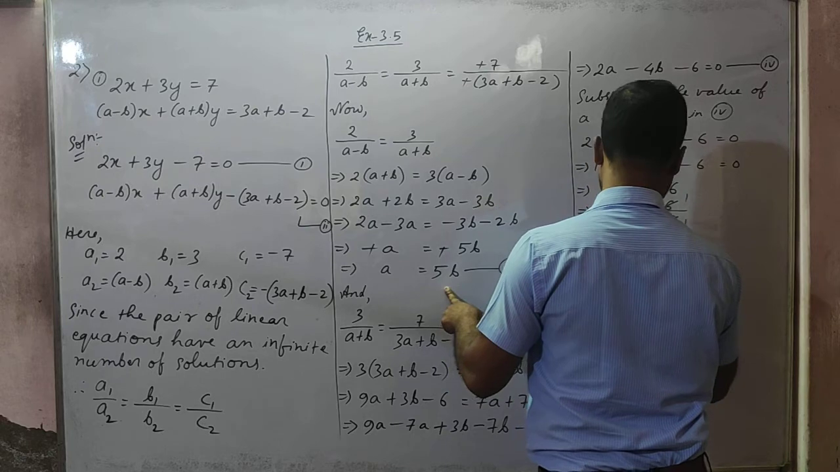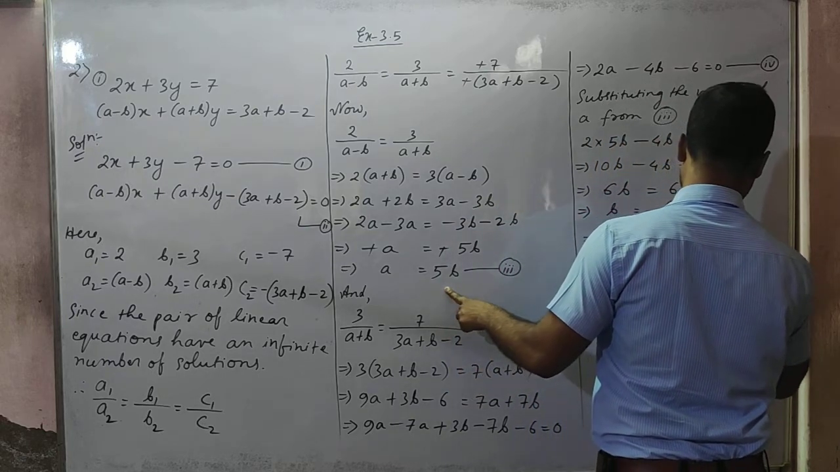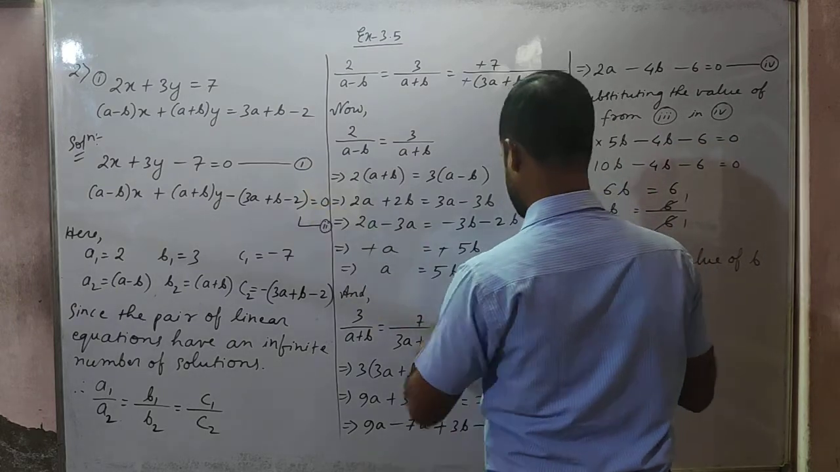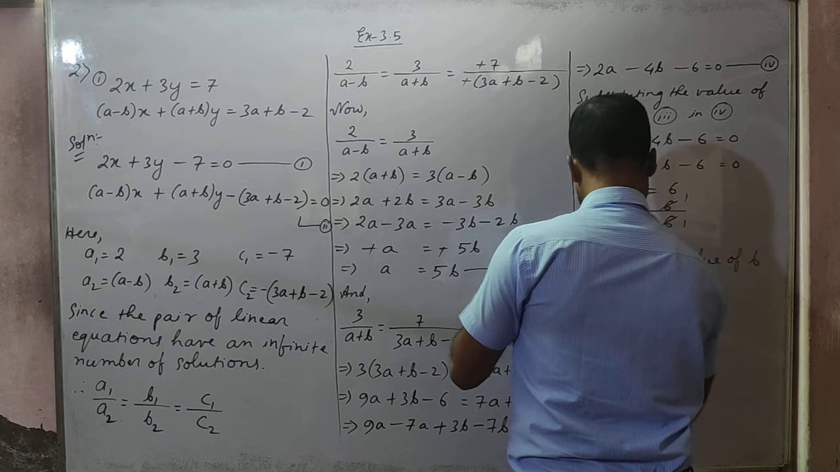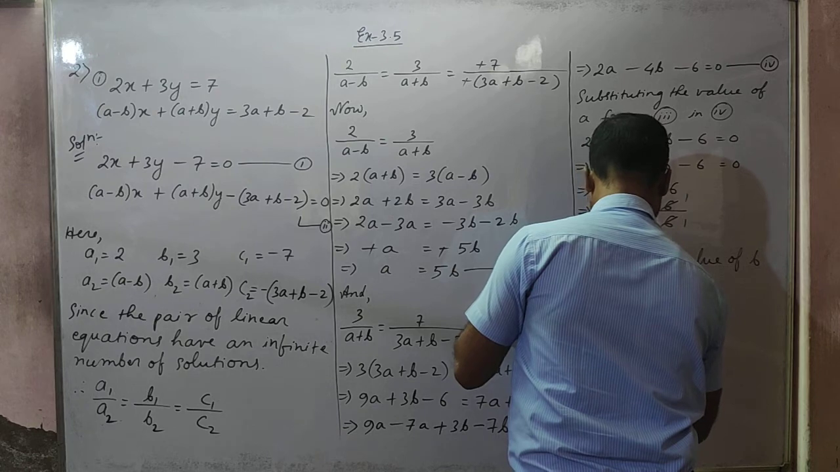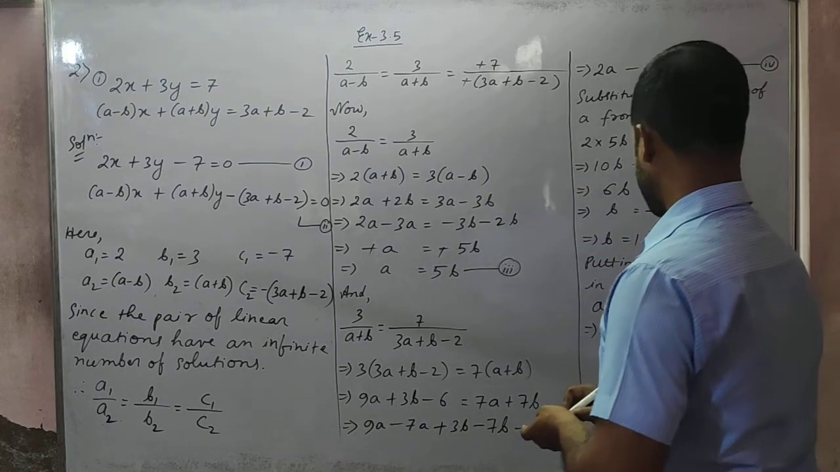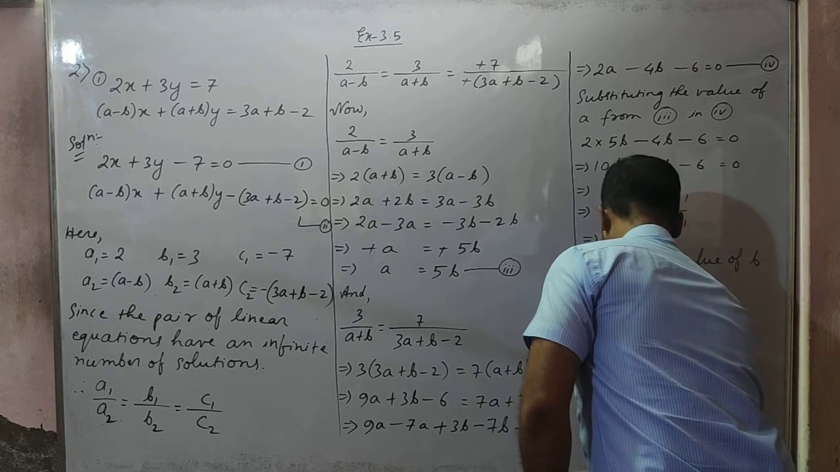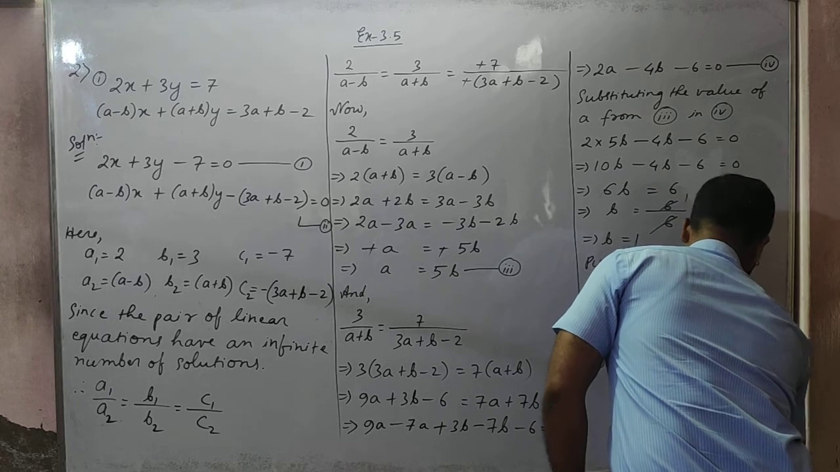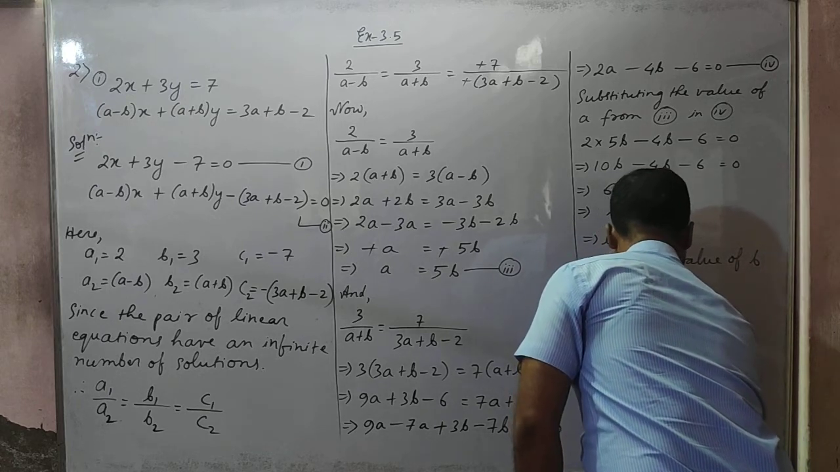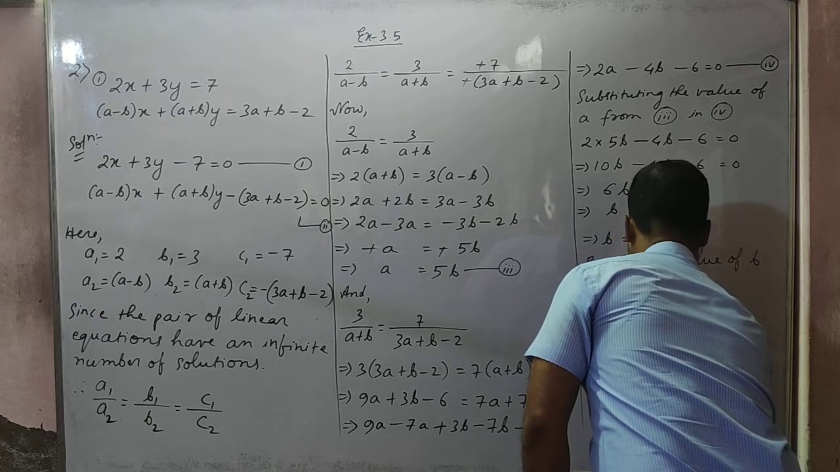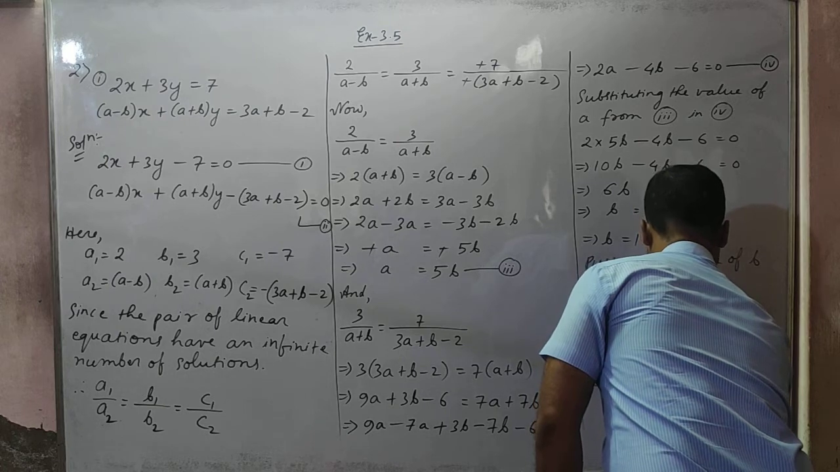Putting the value of b in 3, a is equal to 5 into 1. So a is equal to 5. The values of a and b are 5 and 1.